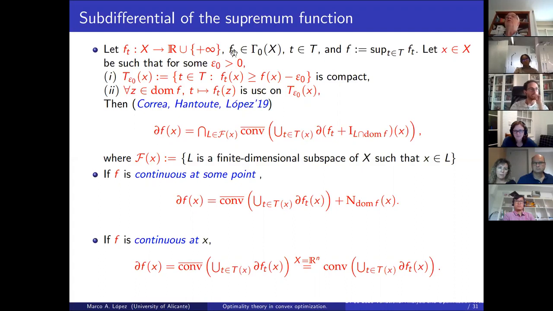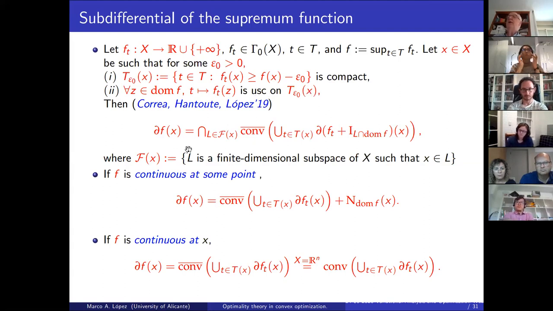Now I'm assuming that the functions f_t are all there, and this is the supremum function f. We assume the existence of a positive epsilon node such that this set of epsilon node active constraints is compact. That means that there is a Hausdorff topological space, or at least this set is a compact Hausdorff topological space. At the same time, for every z, with z fixed, these functions assign to t the value of f_t at z. Z is fixed, so this is a function of t. Any of these functions is upper semicontinuous.